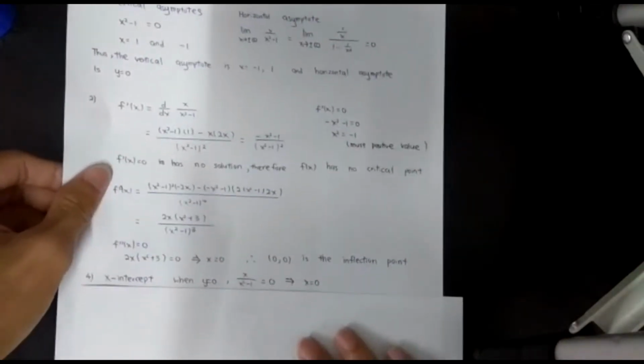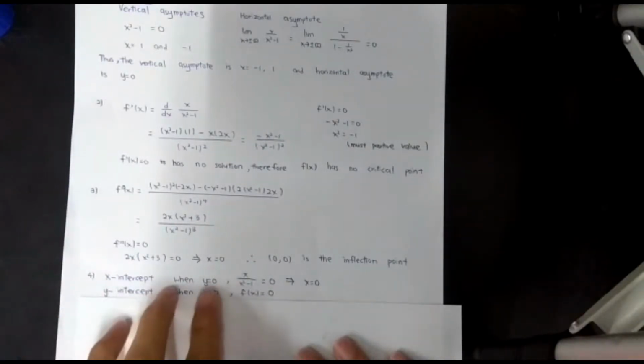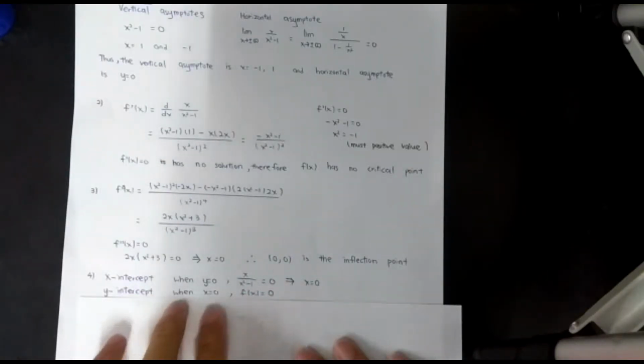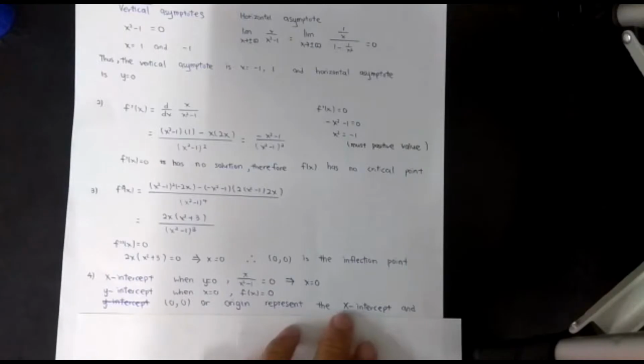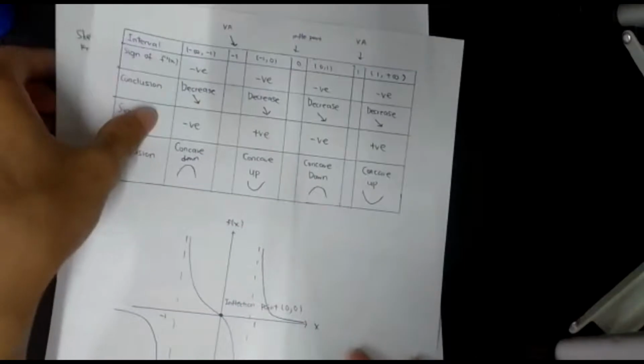The next step is to find the x-intercept and the y-intercept. When y equal to 0, x equal to 0. When x equal to 0, y equal to 0. So (0, 0), the origin, is both the x-intercept and the y-intercept. After that, we tabulate a table.